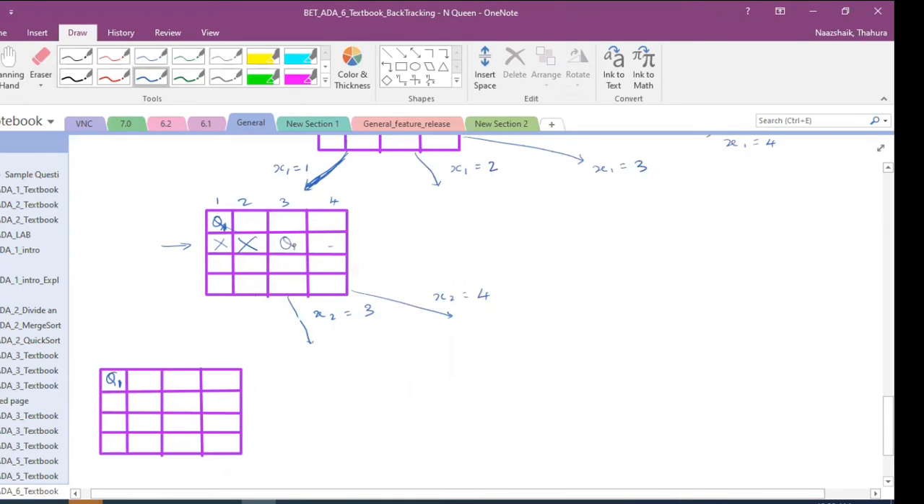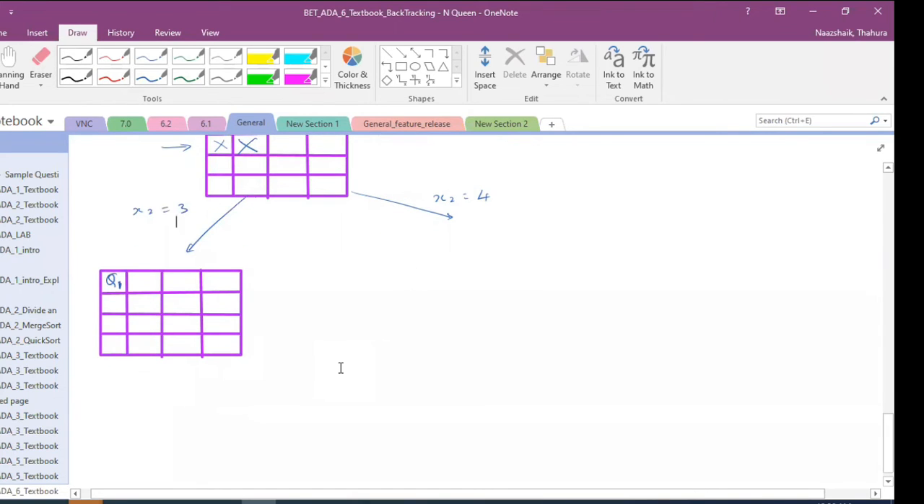I can place queen 2 here. There's no threat. I can try to place queen 2 here also. There is no threat, right? So these are the two choices. Let me expand it this way. So you have x2 as 3 and x2 as 4. These are the only two choices you have.